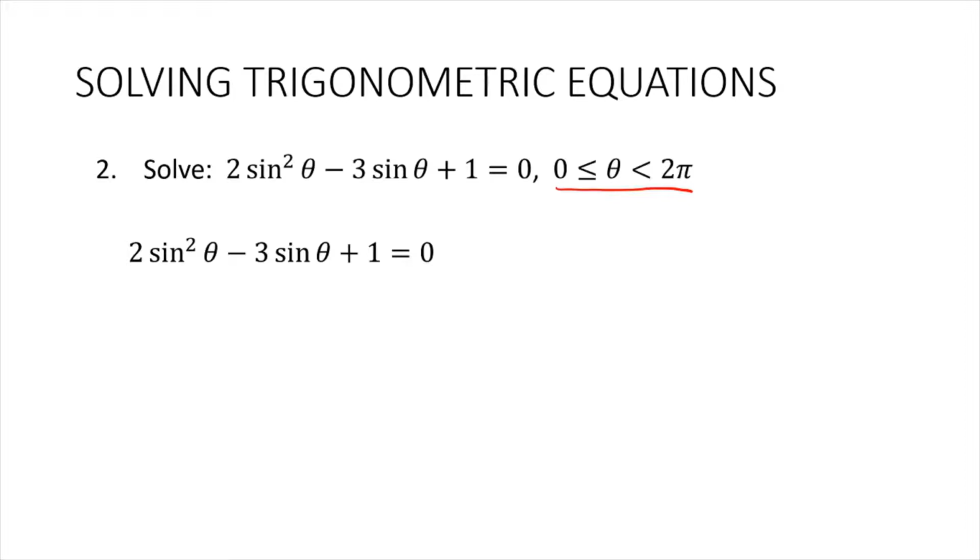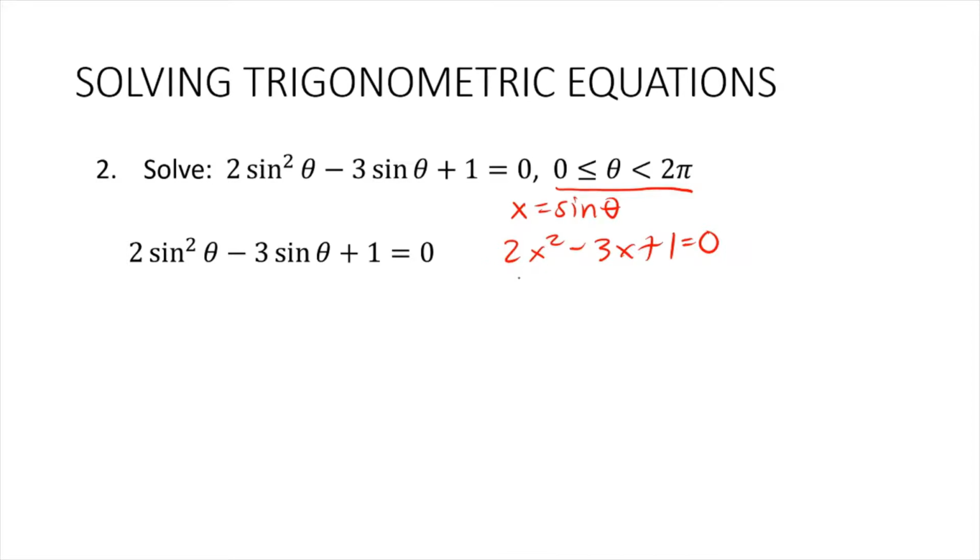All right. And to do that, we can replace sine theta by another variable, say x. All right. So let x be sine theta. This gives us 2x squared minus 3x plus 1 equals 0. All right. As you can see, we have a quadratic equation. To solve quadratic equations, recall that we can apply factoring, completing the square, quadratic formula, and so forth. All right, for this one, we can try to factor, and this is factorable.